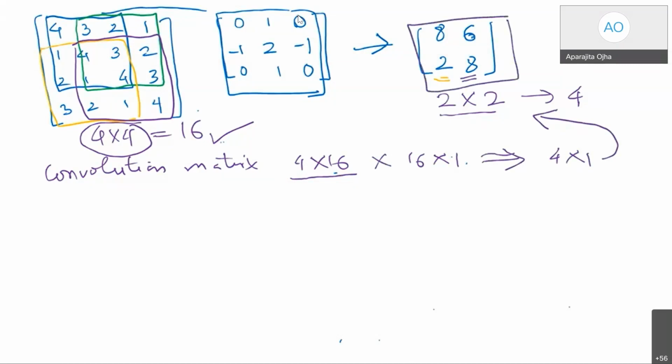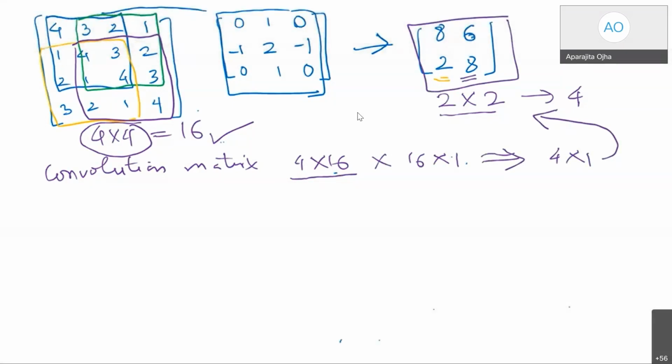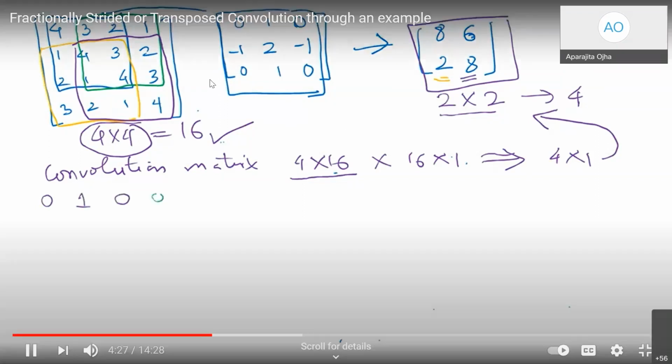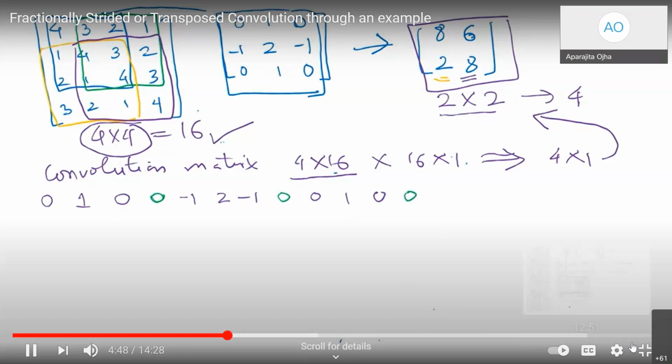So what is the convolution matrix? I will write down one by one the entries. So this convolution matrix, first of all, the first row is formed by taking the filter values 0, 1, 0. Then I will put an auxiliary 0 here. Then minus 1, 2, minus 1. I will put an auxiliary 0 again. And then 0, 1, 0, and finally an auxiliary 0. But then we have to make it a 16-column matrix, so I will be putting 4 more auxiliary zeros.